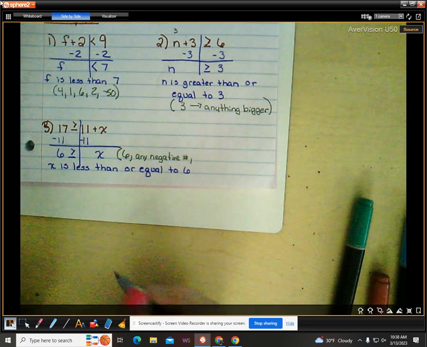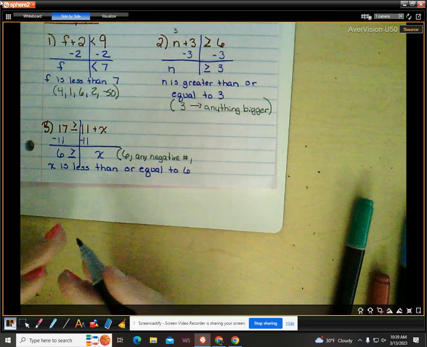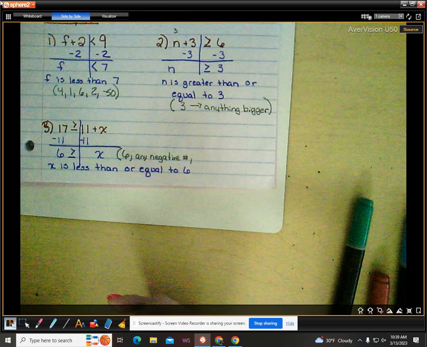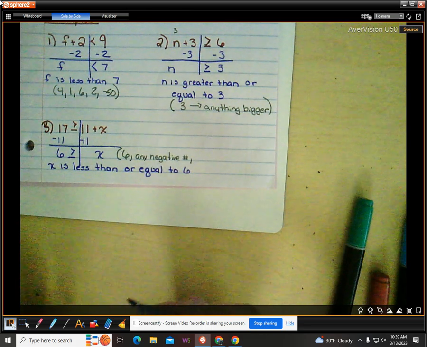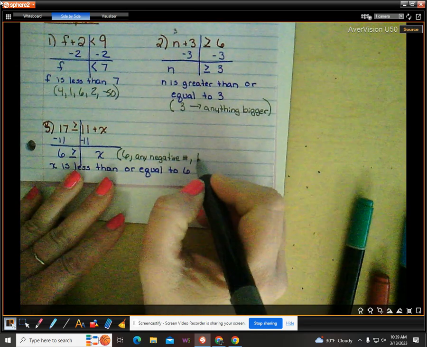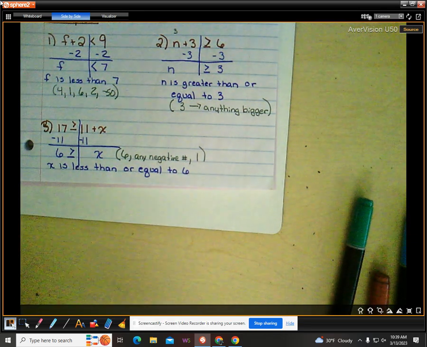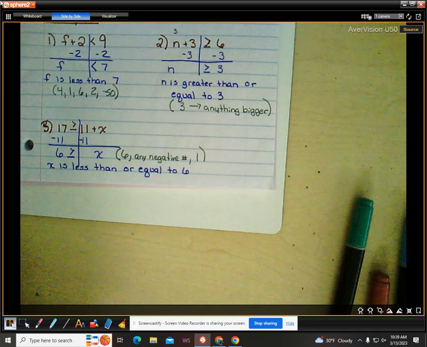Okay? And then any number from 0 to 6, basically. Any number from 0 to 6, as long as it is less than 6. Okay? So 1 would work. And again, there's other possibilities. You can always check yourself.